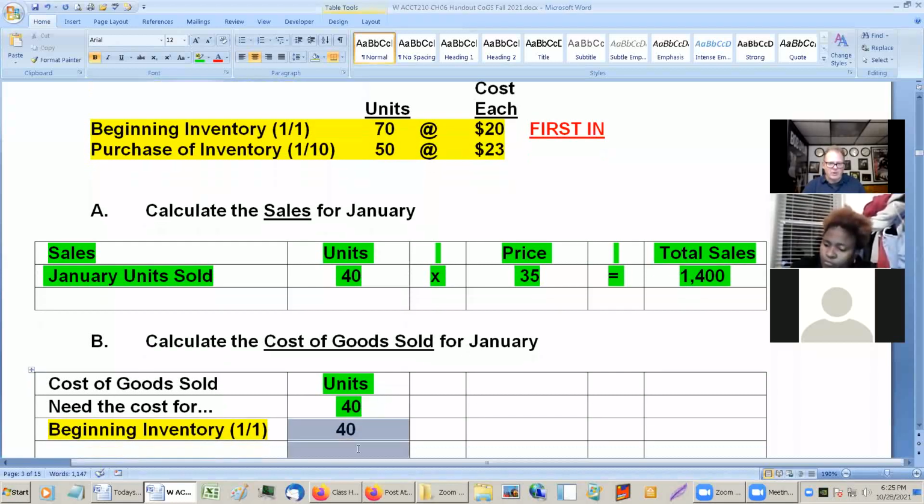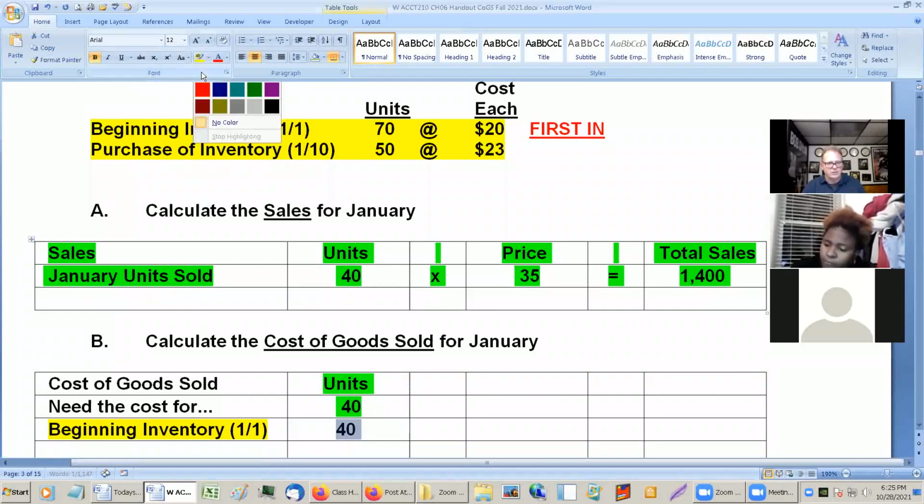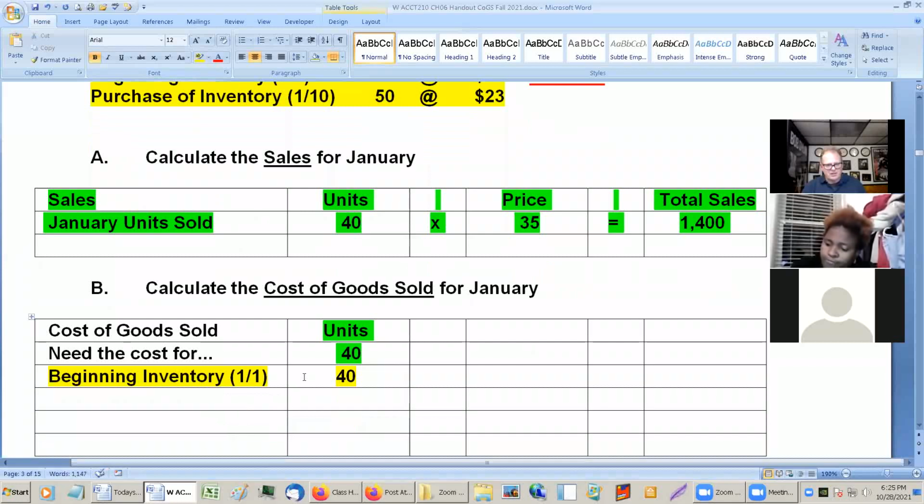We only need 40 of them. Now, we're not going to take all 70. We're just going to take what we need, which is the 40. And this is going to look stupid, but we'll make that into what we still need the cost for, and in this case, we don't need any more costs. We got all the costs.